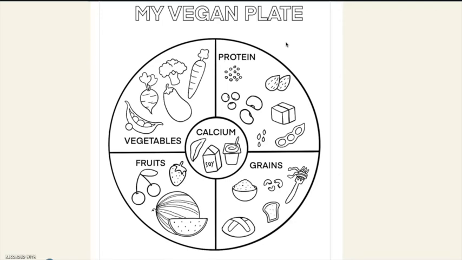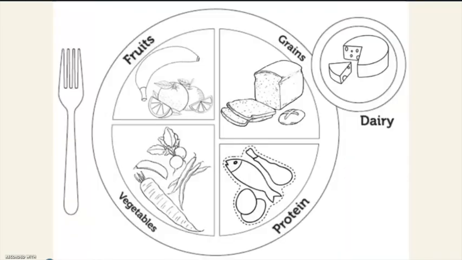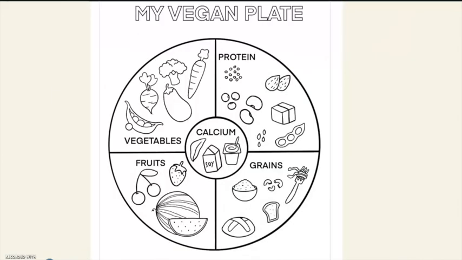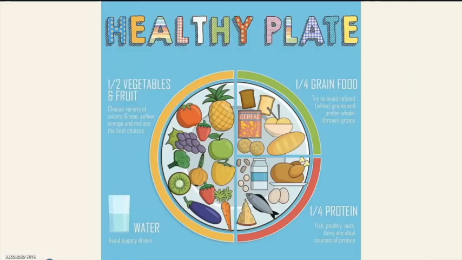However, if you are not a vegetarian, you can have something like this. You can have a plate that has vegetables, fruits, grains, protein, as well as dairy. You can have more than one food in each type on your plate. So, I will be looking forward to seeing your own healthy plate.